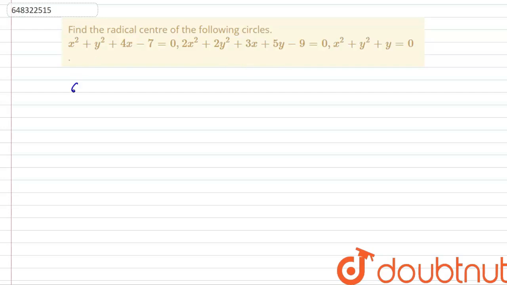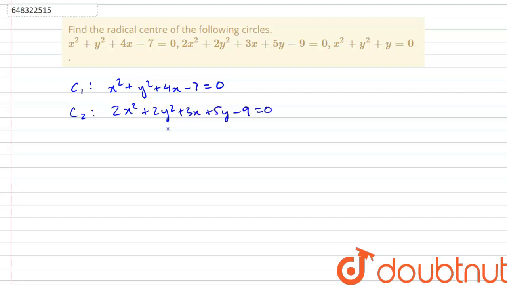So let this be C1, that is the first circle. So this is x squared plus y squared plus 4x minus 7 is equal to 0, right? And let us have the C2, this circle. So this is 2x squared plus 2y squared plus 3x plus 5y minus 9 is equal to 0. We can divide this by 2 so that we have 1 as the coefficient of x squared and y squared. So this will give us 3 by 2x plus 5 by 2y minus 9 by 2. This is equal to 0. So this is our circle 2.